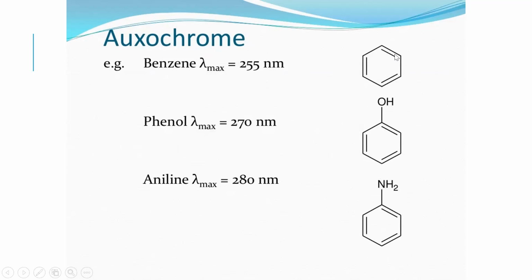Benzene is an unsaturated compound. Here the oxochrome is the OH hydroxyl group and NH2. When the OH group is attached to the benzene system, the lambda max or wavelength maximum of benzene changes. Initially, the wavelength maximum of benzene is 255 nanometers. In phenol, the lambda max value is 270 nanometers. And in aniline, the lambda max value is 280 nanometers. So the lambda max value increases on attaching the oxochromes to the chromophore.